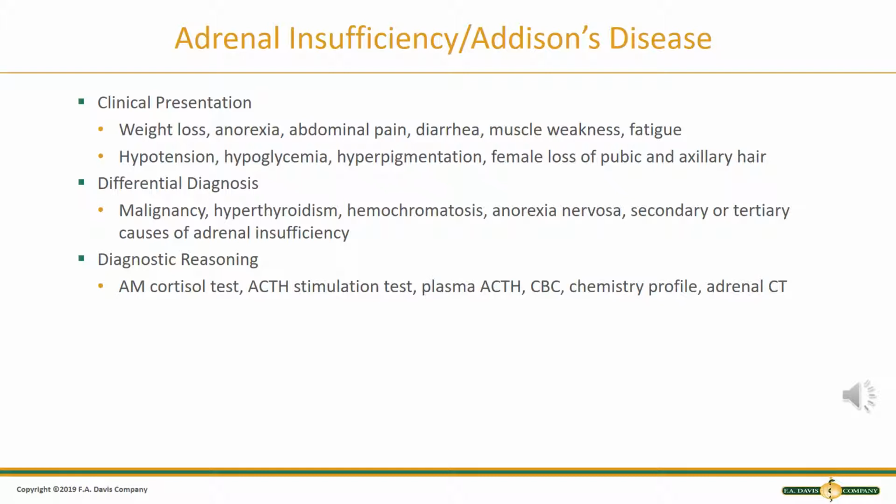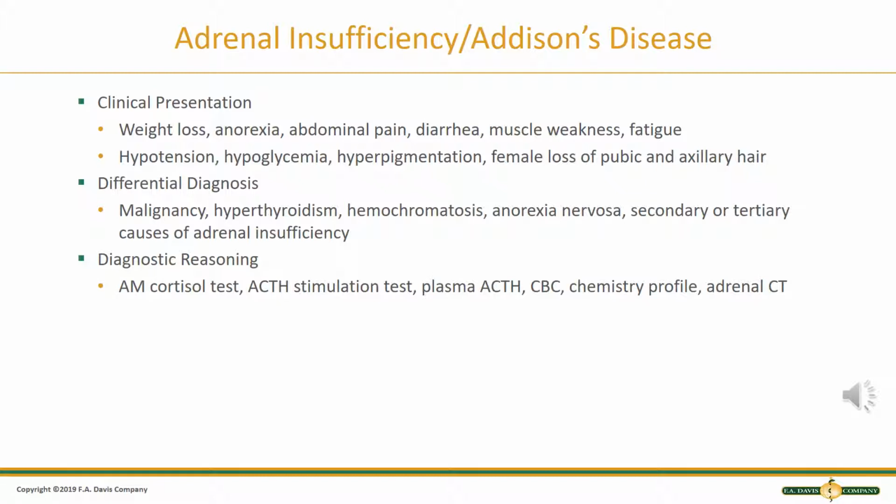Adrenal insufficiency can have different presentations. We're going to focus on Addison's disease, which is primary adrenal insufficiency. This is where there is inadequate secretion of corticosteroids due to some type of destruction or partial destruction of the adrenal glands, whereas a secondary adrenal insufficiency is a pituitary origin and tertiary is a hypothalamic origin.